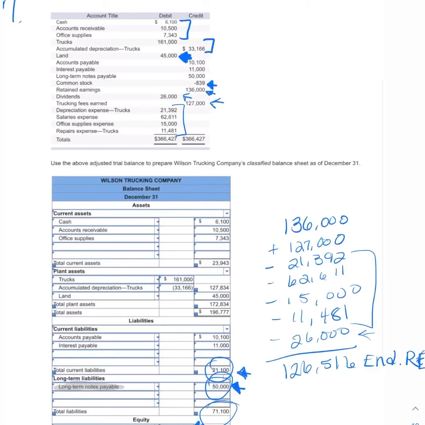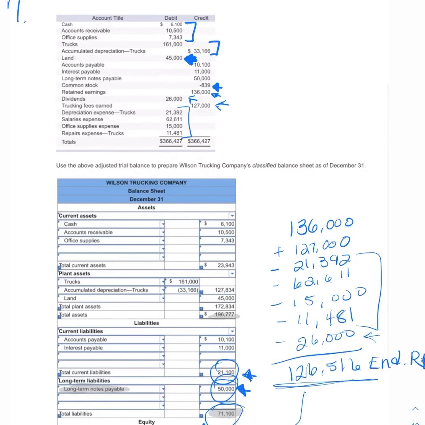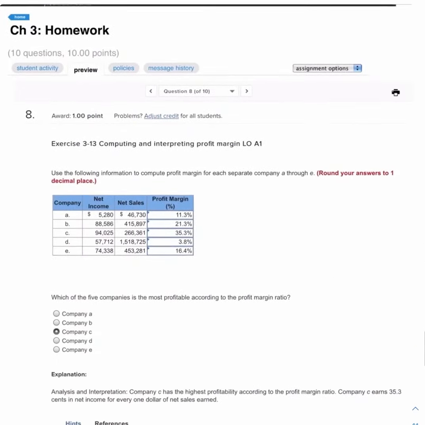So that ending retained earnings balance will then drop right here, which will give you that total equity number of 125,677. Now, once you take that total equity of 125,677 and add it to total liabilities of 71,1, it'll come down to 196,777 for total liabilities and equity, which of course matches my total asset number right here, which once again proves the equality of the accounting equation, so we know we have done this properly. So good work on number 7. We'll move on to number 8.